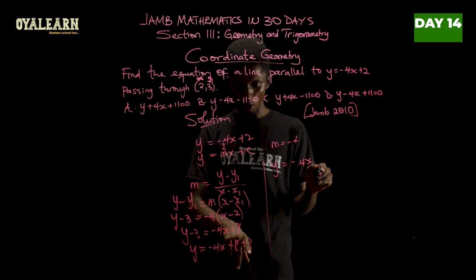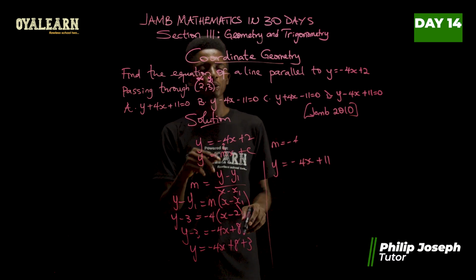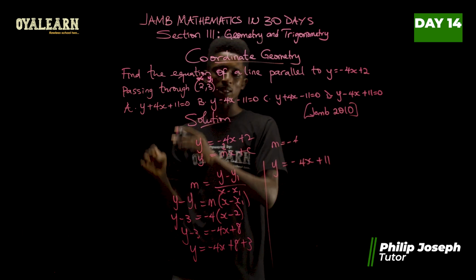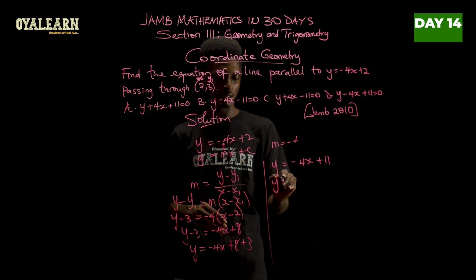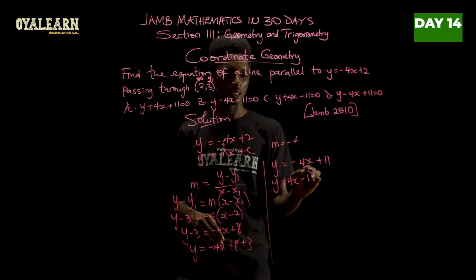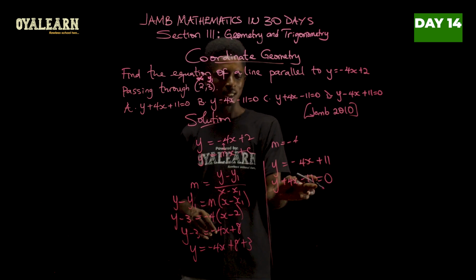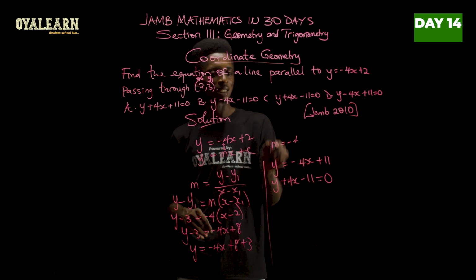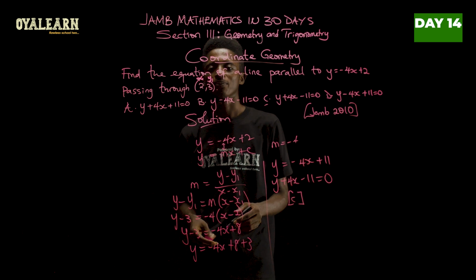8 plus 3 will give us plus 11. Now, when we look at the options we are provided with, everything comes to the other side. So that is, we'll say y. Now, minus 4x comes here to become plus 4x. And then plus 11 becomes minus 11. And all equals 0. And the option that is accurate with this is C. So our answer is C.